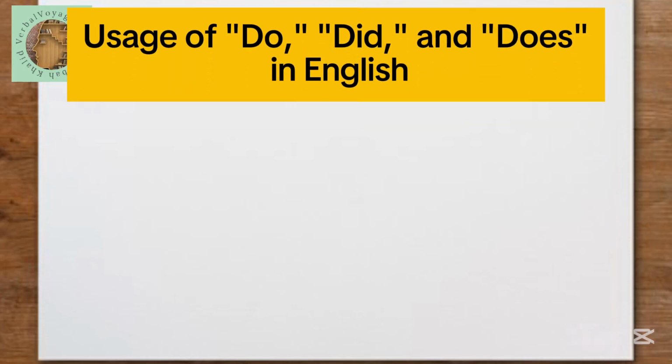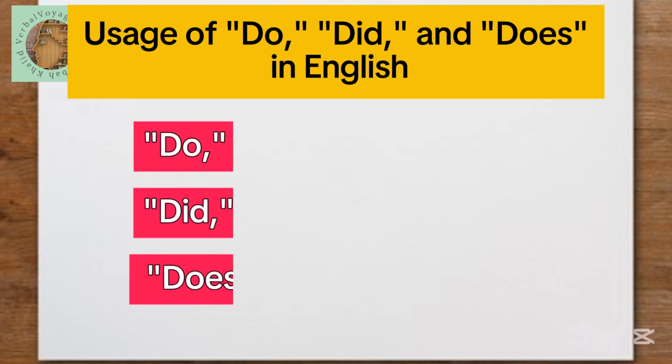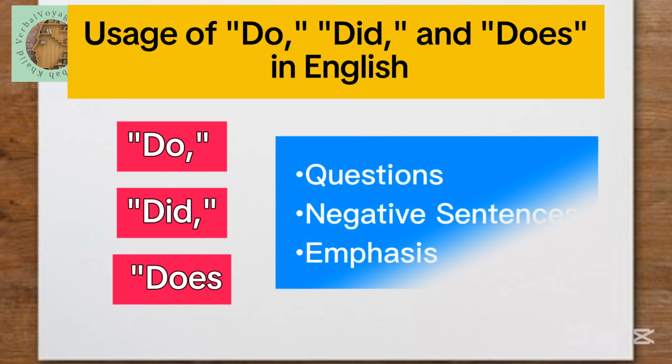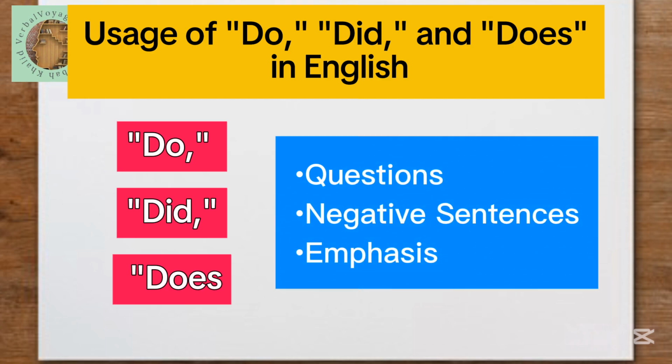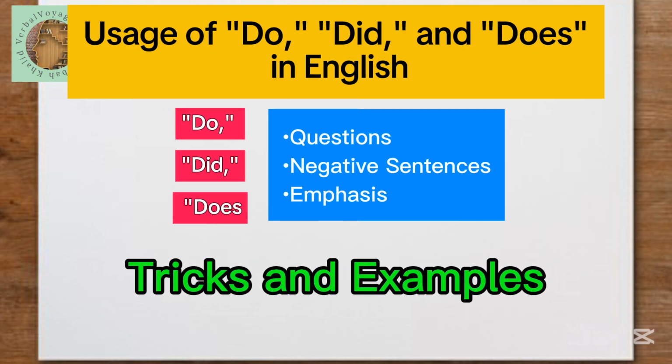Today I'm going to teach usage of do, did, and does in English. Do, did, and does are commonly used in questions, negative sentences, and sometimes for emphasis. Let's break them down with a simple trick and examples.